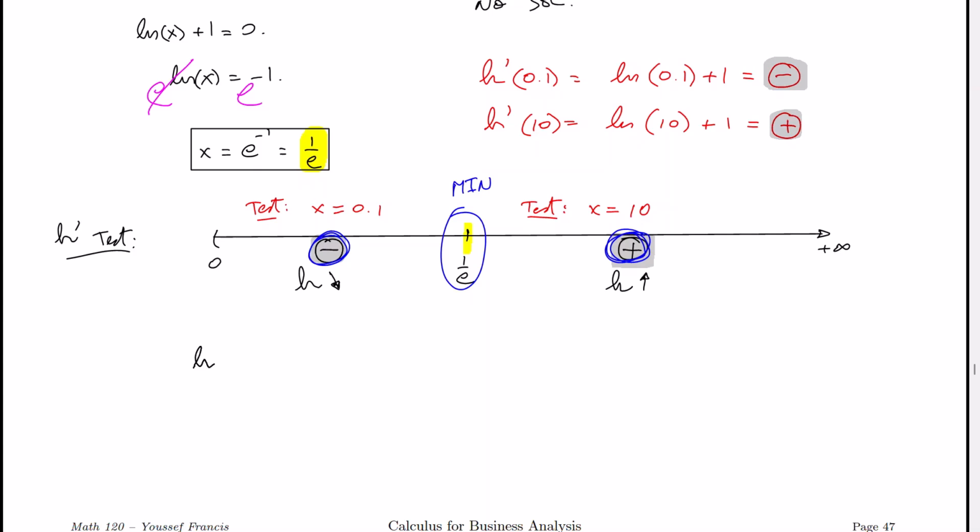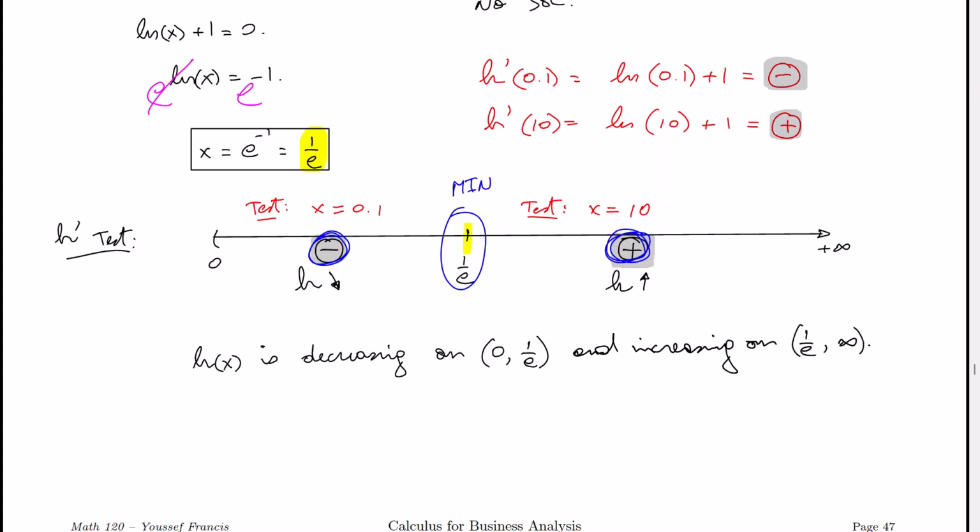So let's record that in words. First of all, h of x is decreasing on the interval from 0 to 1 over e, and the function is increasing on the interval from 1 over e all the way to infinity. The h of x function has a minimum at the place where x is equal to 1 over e. And if we want to find the value of this, we will just plug 1 over e into the original problem. So if I want to know what the value is, I'll just plug in the 1 over e number that I got from my critical number.